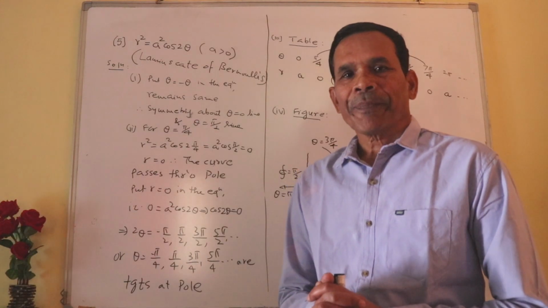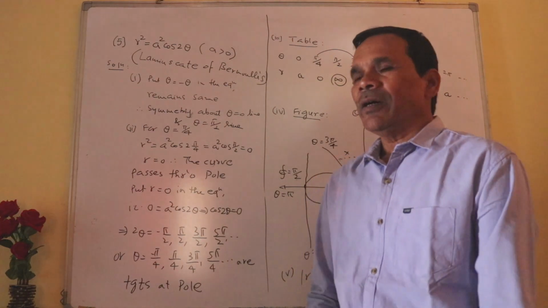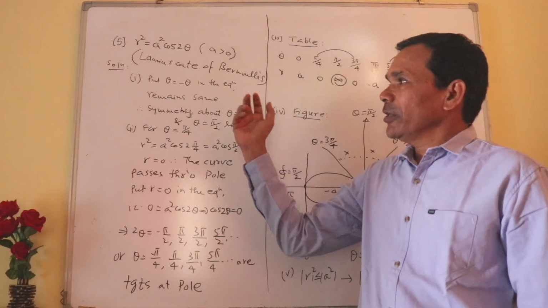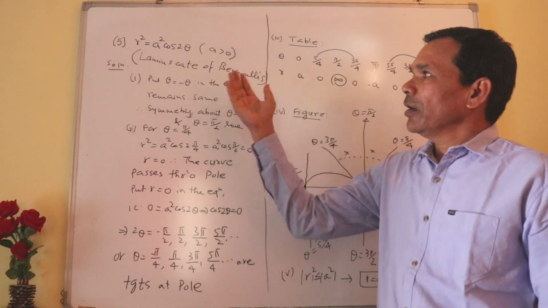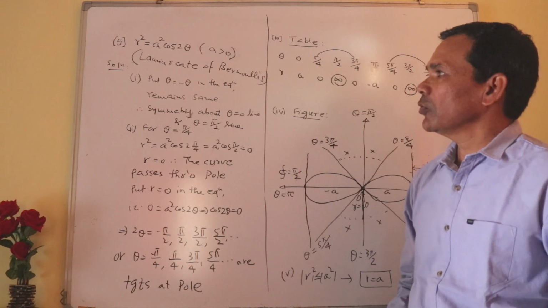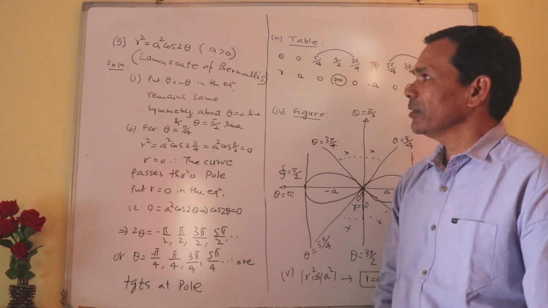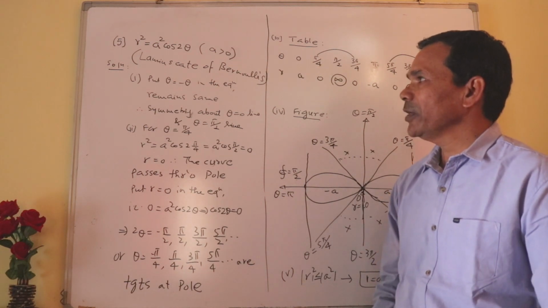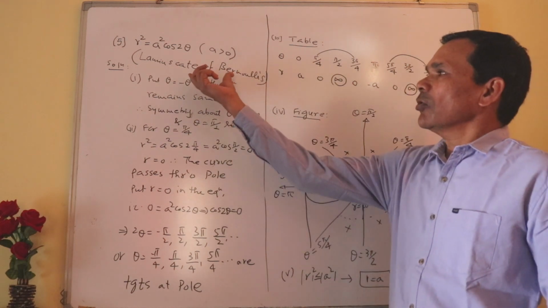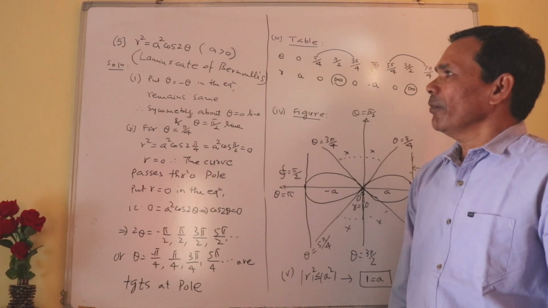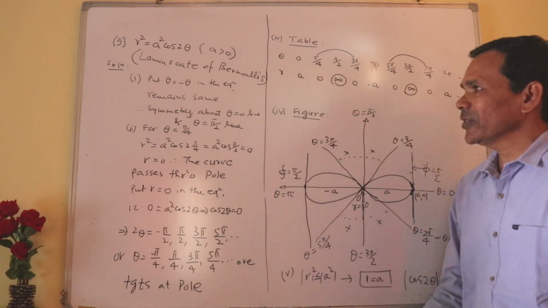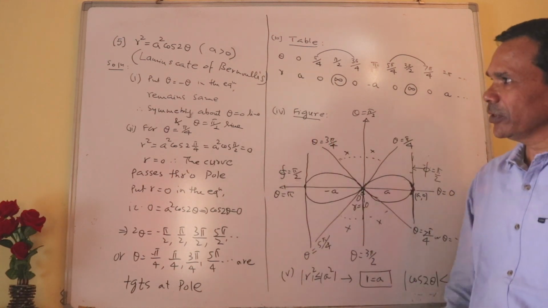Hello students. In the earlier videos, we have seen four cardioids. Now the fifth one is r square is equal to a square cos 2 theta. This is a polar curve in terms of the coordinates r and theta. This is also called a Lemniscate of Bernoulli or Bernoulli's Lemniscate. This is a standard curve. So to trace this polar curve, we go with the procedure.